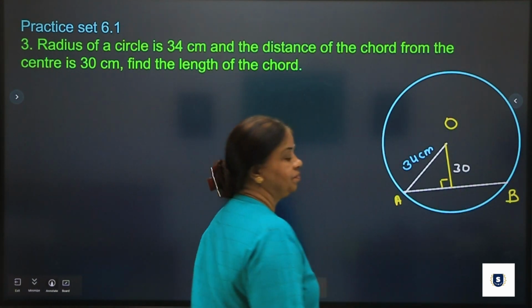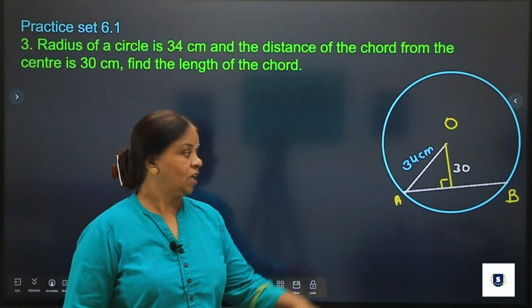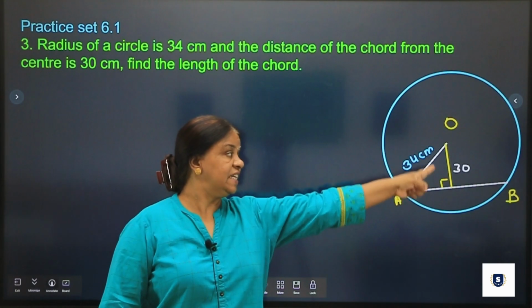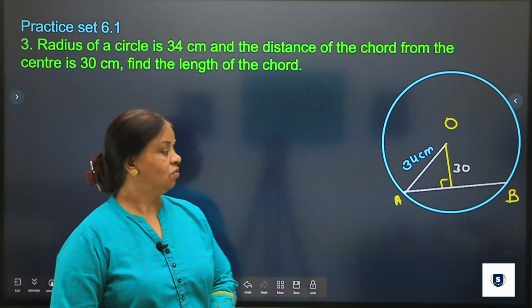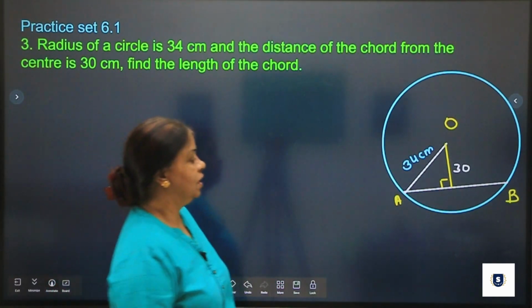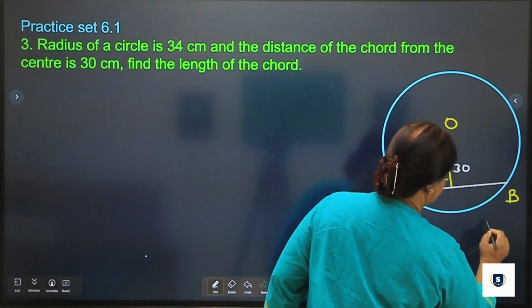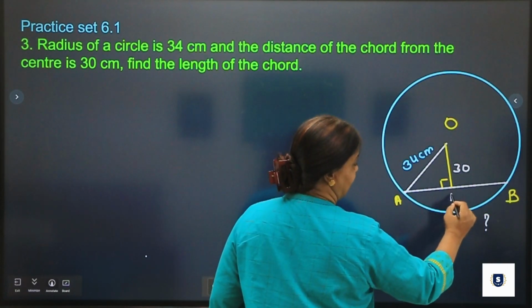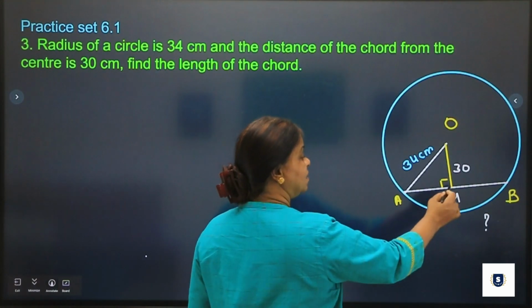Did you understand? Radius is given, distance of the chord from the center is 30 centimeter. Find the length of the chord. That means we want to find out AB. Okay. Let AM, OM, M is the midpoint.